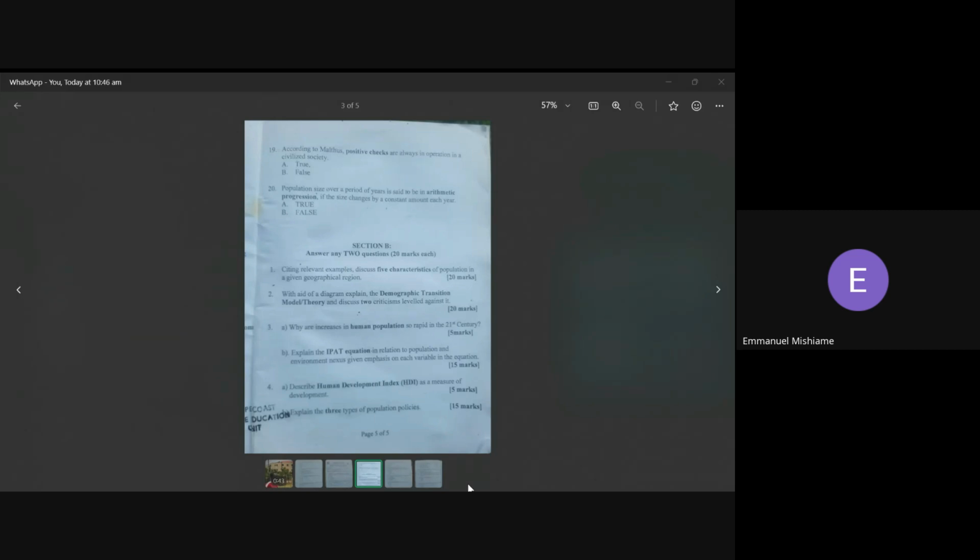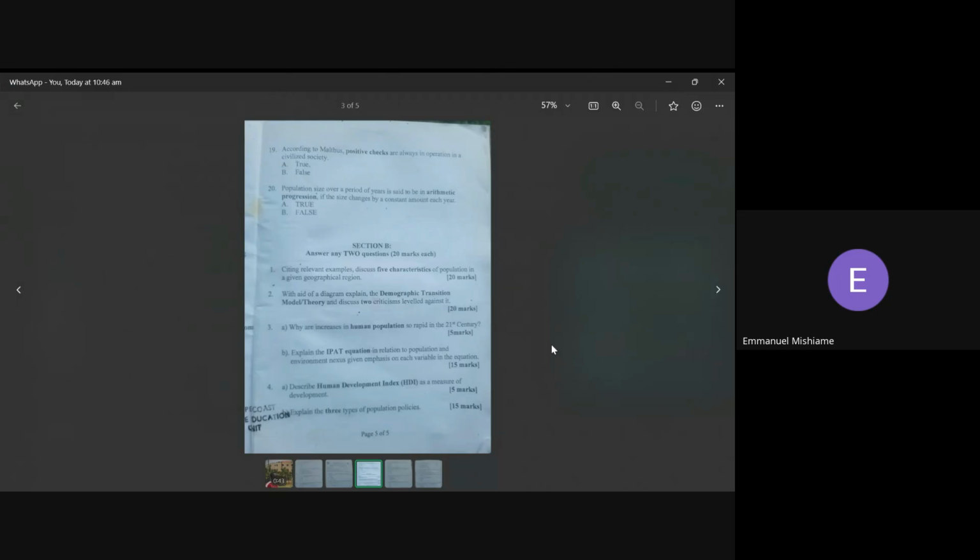All right. Let's quickly look at section B and then we call it a day. Now, citing relevant examples, discuss 5 characteristics of population in a given geographical area. So you can give your own geographical area and then you can talk about it.